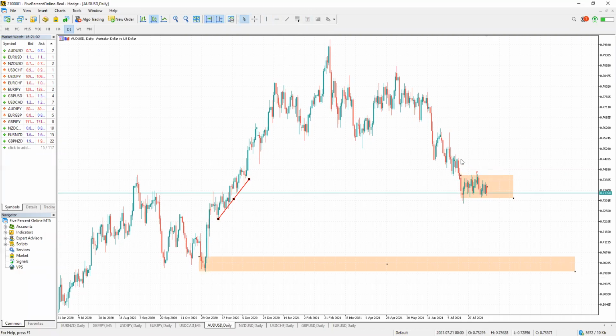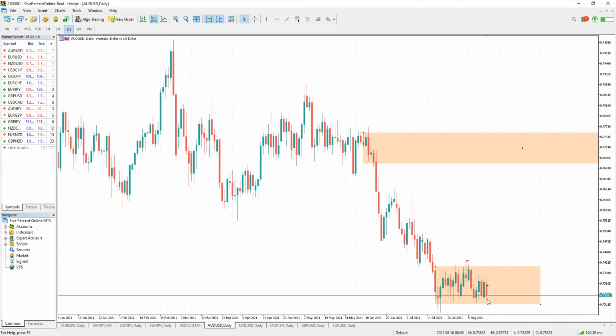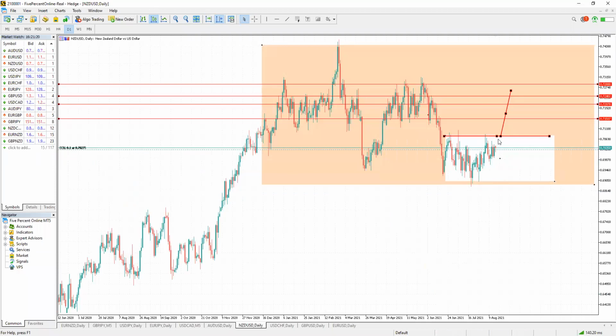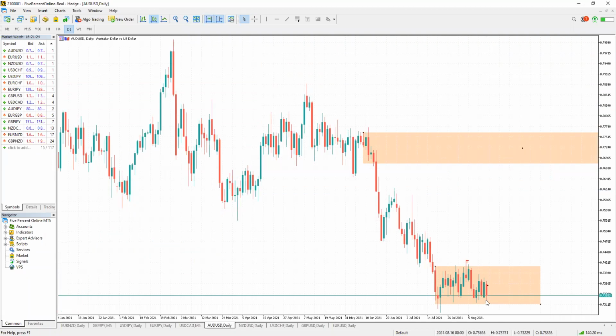A break to the upside has plenty of stopping points, being here the clearest supply. So that would be my long-term target if we do see a break to the upside. But you can see we're pushing the lows, and here we're trying to push the highs of the consolidation on the Kiwi, and on the Aussie we're trying to push the lows.